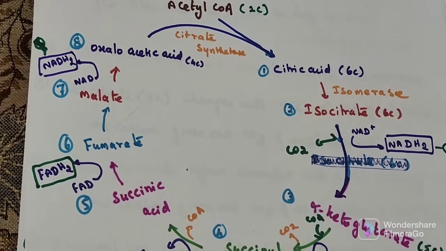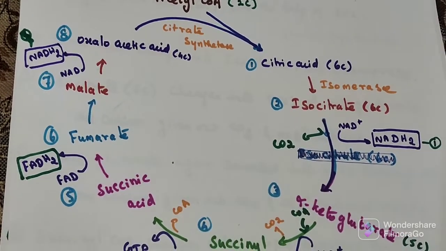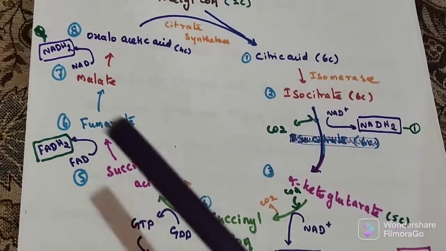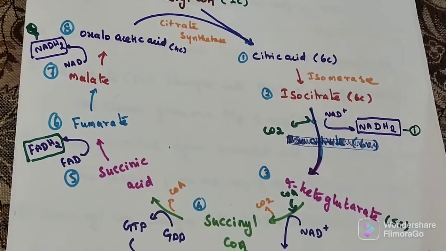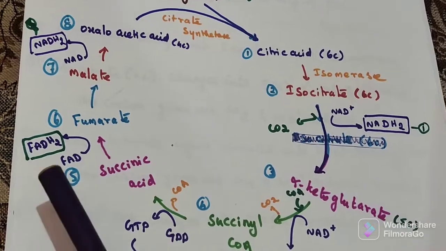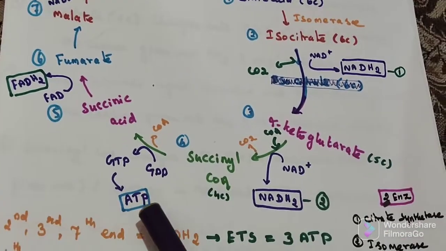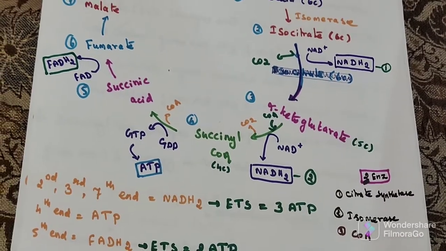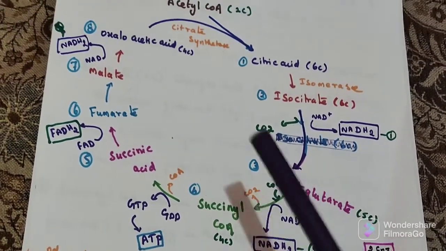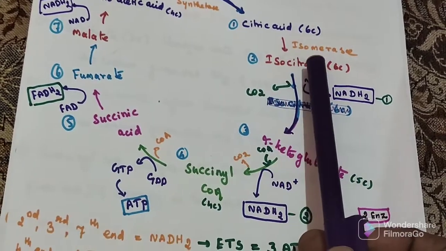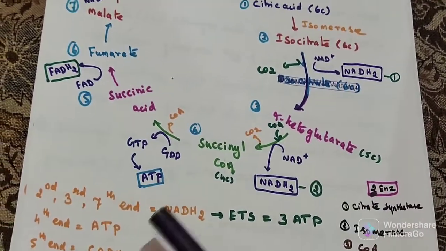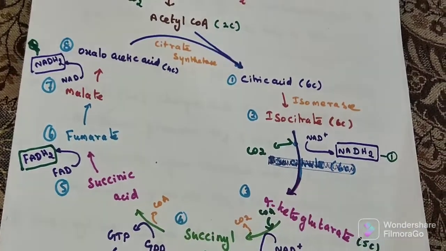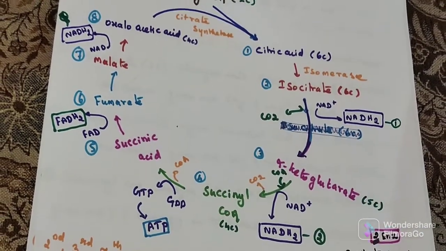So in summary, how many NADH2 are given here? 1, 2, 3. So in total 3 NADH2, then 1 FADH2, and 1 ATP molecule. Here different types of enzymes are involved. The first one is citrate synthase, the second one is isomerase, the third one is coenzyme A. These are the enzymes involved in this reaction.